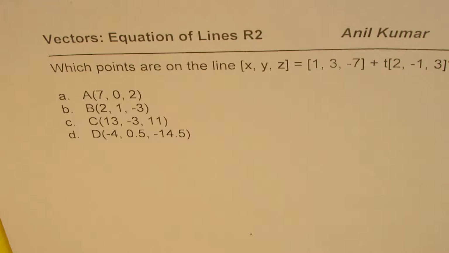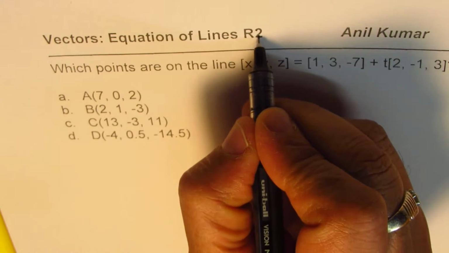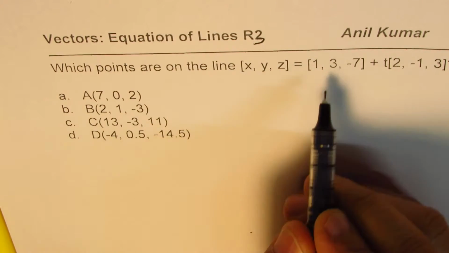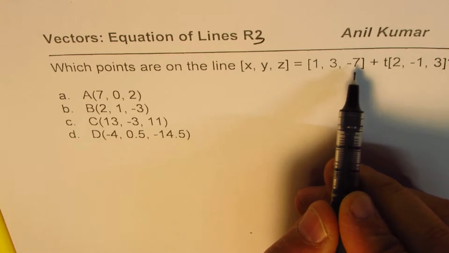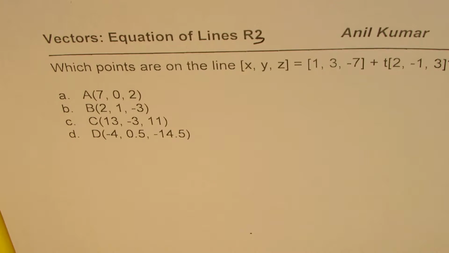Now she wants to understand how to quickly find which points lie on the given line and which don't, right? So that's the question. Because we've taken R3, I'll just change it to R3. Which points are on the line x, y, z, where the equation of the line in vector form is (1, 3, minus 7) plus t times (2, minus 1, 3).